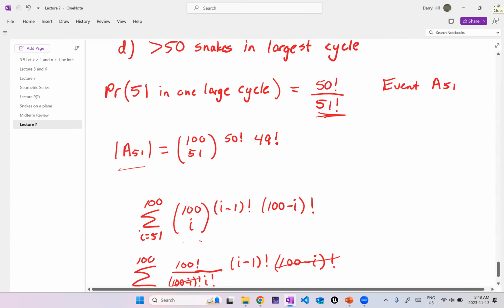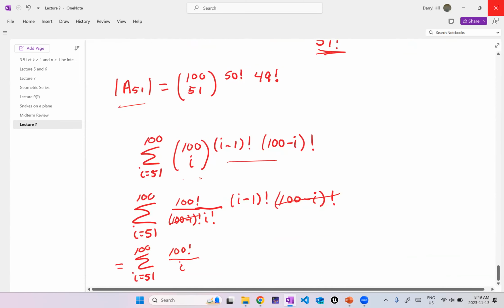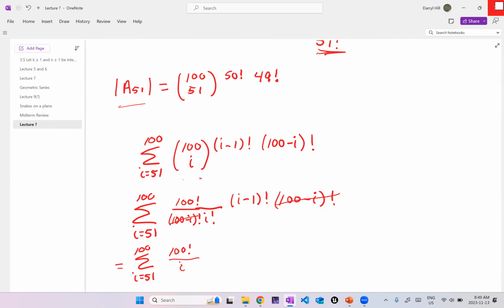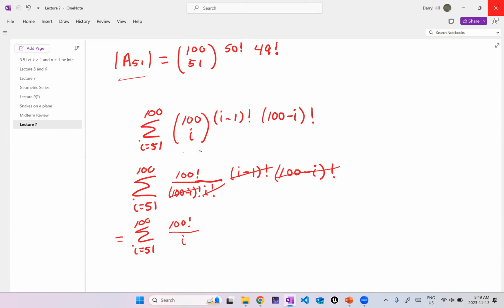All right, so 50 factorial is the number of ways I can arrange my largest cycle. 49 factorial is the remaining snakes, how I can arrange them. And then I can generalize it for I, and then my binomial coefficient. So I minus 1 factorial cancels out with I factorial, and I get 100 factorial over I. And again, I'm just counting all of the ways that I can have greater than 50 snakes in my largest cycle.